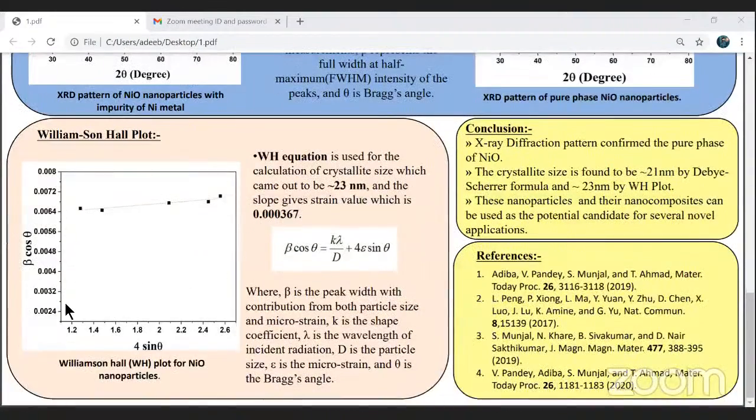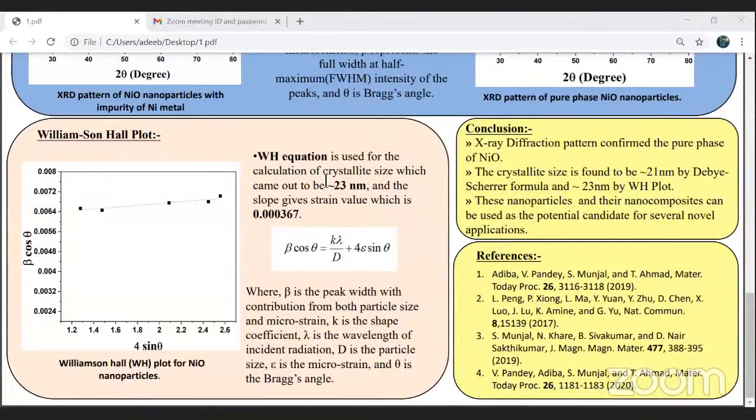We have also plotted the WH plot using the equation beta cos theta is equal to K lambda over D plus 4 epsilon sin theta, where epsilon is the microstrain. This graph is plotted by using the XRD data. We get the value of crystallite size to be 23 nanometer and the value of microstrain to be 0.000367. We can see here we have got a good straight line for the WH plot. This means that there is a homogeneous particle size distribution for our data.